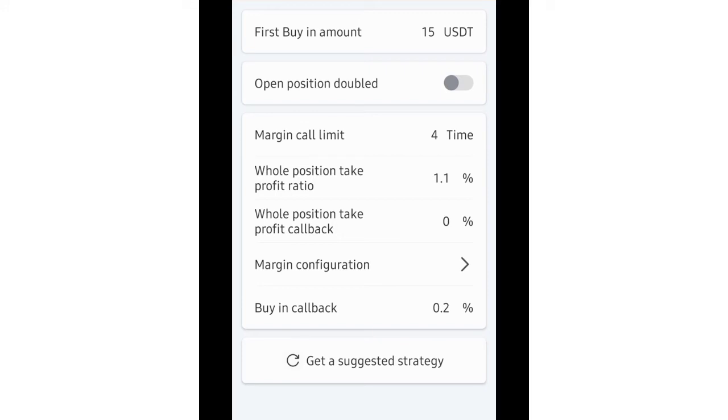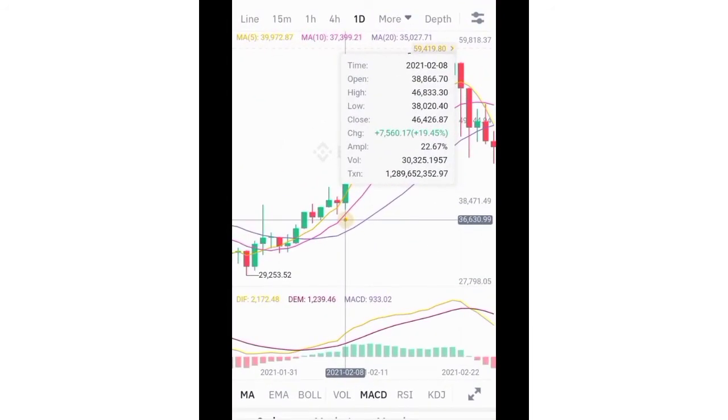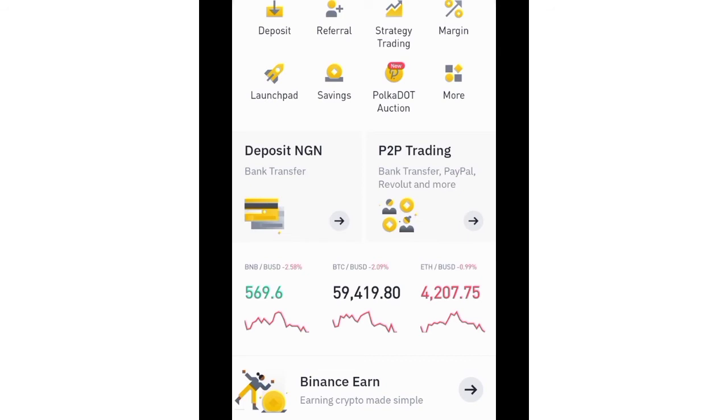And one good thing is that your money is not on this robot. Your money is on your Binance, in your wallet. This is where it is. It is kept in your wallet. The trading robot doesn't have your money and it doesn't have access to your money.